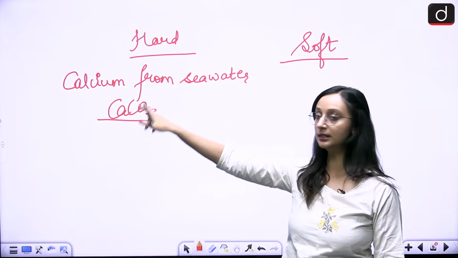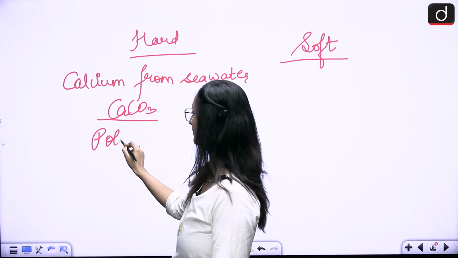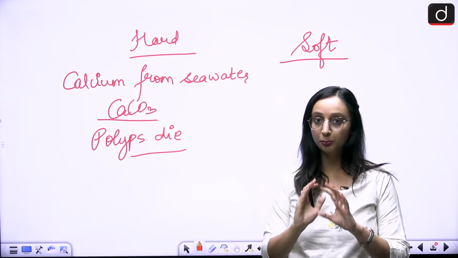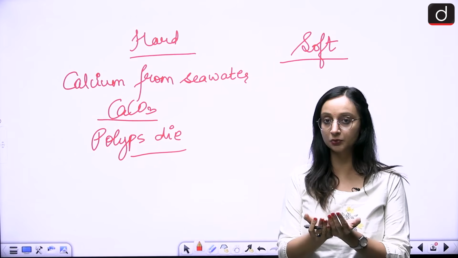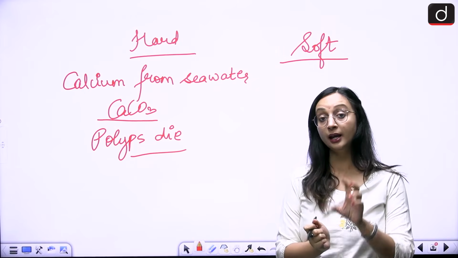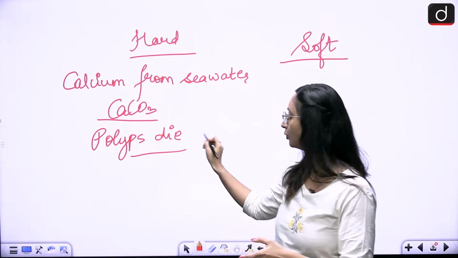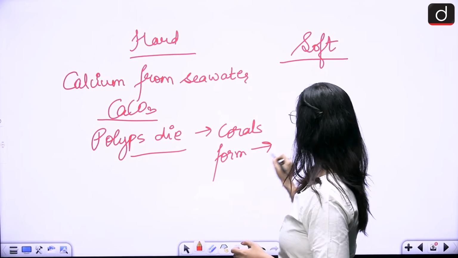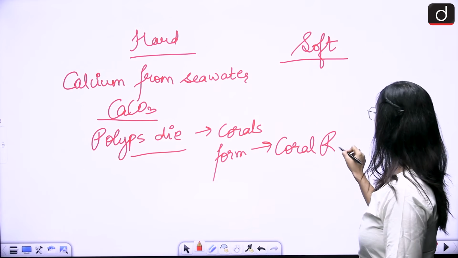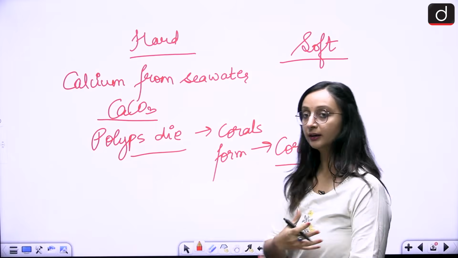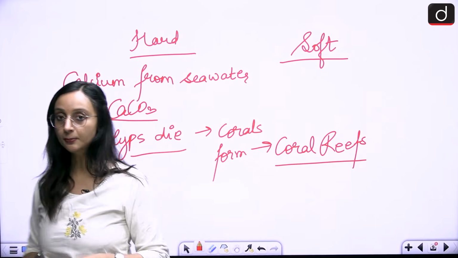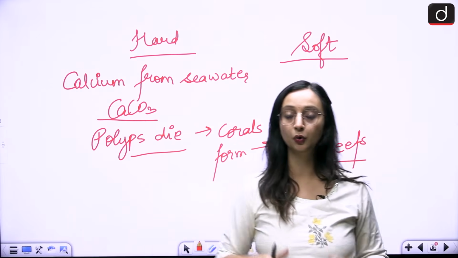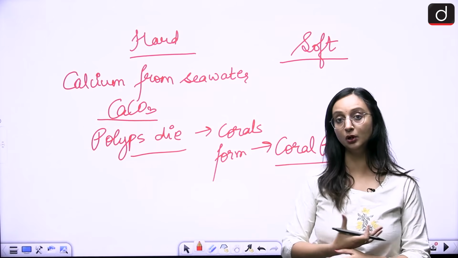And once these corals die, once these polyps die, this exoskeleton is still going to remain. The polyp has died, but the exoskeleton that was built of limestone is going to remain, and over that exoskeleton more corals are going to form, and this will give rise to coral reefs. Coral reefs will be formed because once the polyp has died, the exoskeleton remains, and over that exoskeleton more and more corals form, and that will give rise to a coral reef.